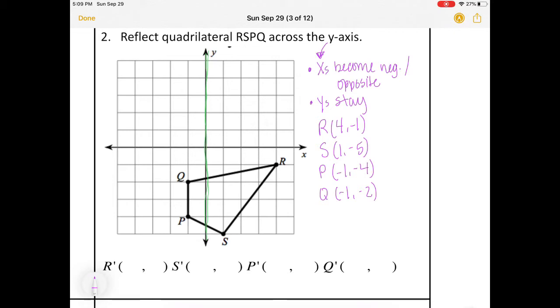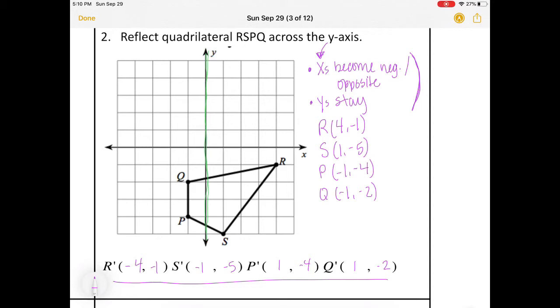Okay, so x's become negative, so all of these become their opposite. So pause the video here and see if you can find the new coordinates down here. So we're looking for these using this rule, okay? So hopefully you've paused to see if you could get them. You should have gotten (-4, -1), (-1, -5), (1, -4), and (1, -2). Okay, so y's stayed the same, x's became their opposite.